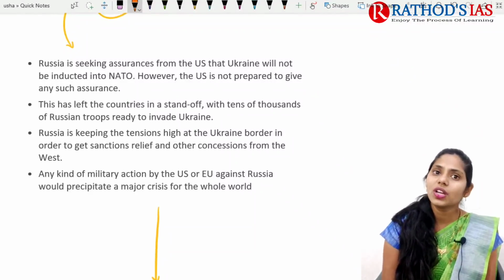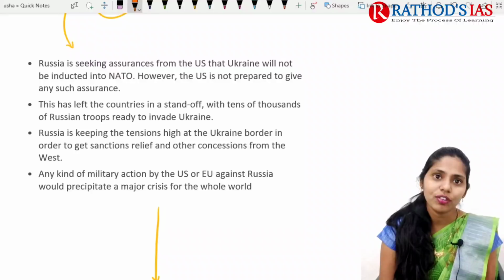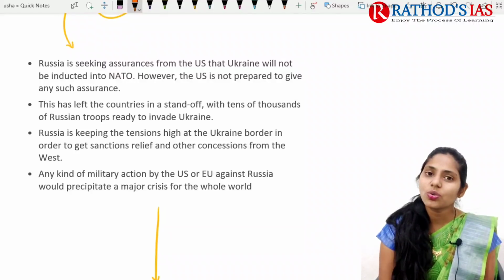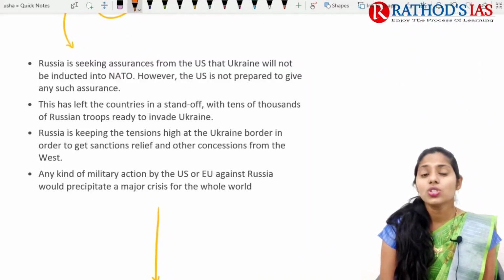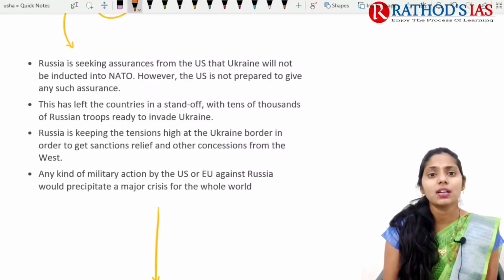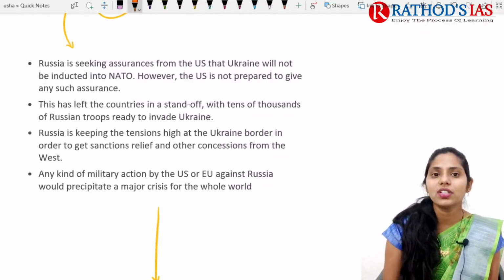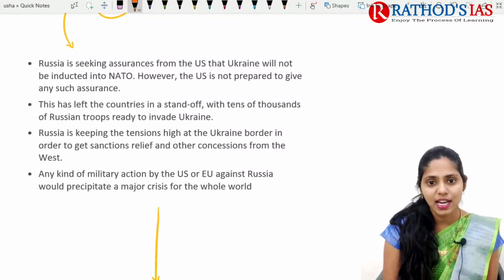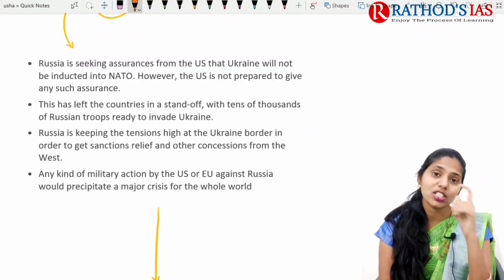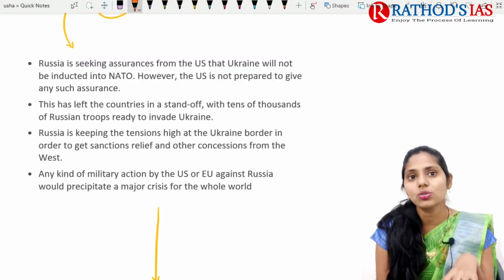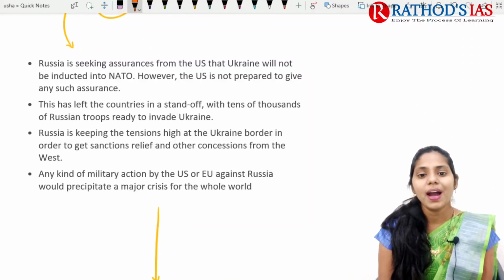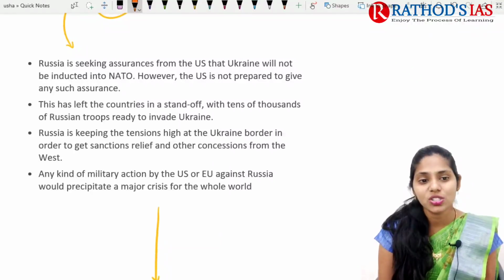Because whenever any country becomes part of NATO, there is a clause: if any country acts against a member, then all the countries that are part of NATO need to act against that country. Because of this, Russia does not want to include Ukraine in NATO, but this assurance is not given by the US.